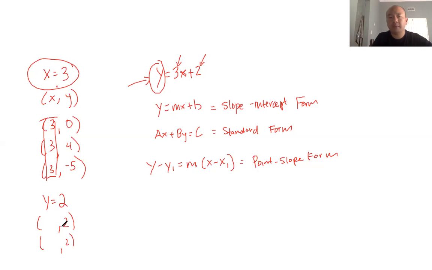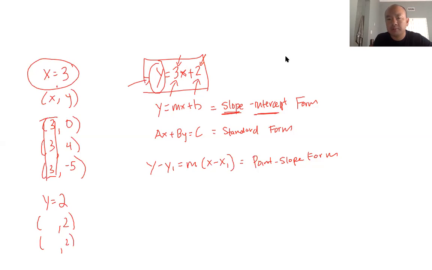Everybody remembers y equals mx plus b, and the reason is because it's the most useful. Whenever you get the y by itself, it tells you a few things. It tells you the slope and the y-intercept, hence the name slope-intercept form.